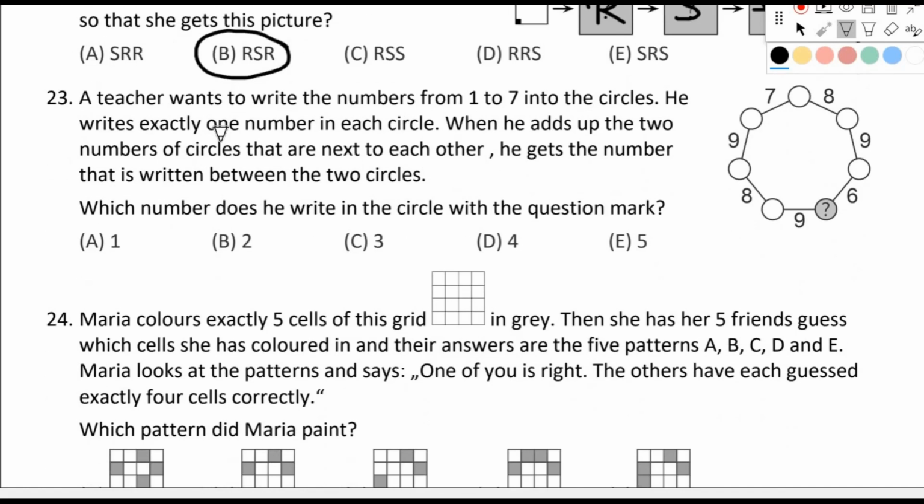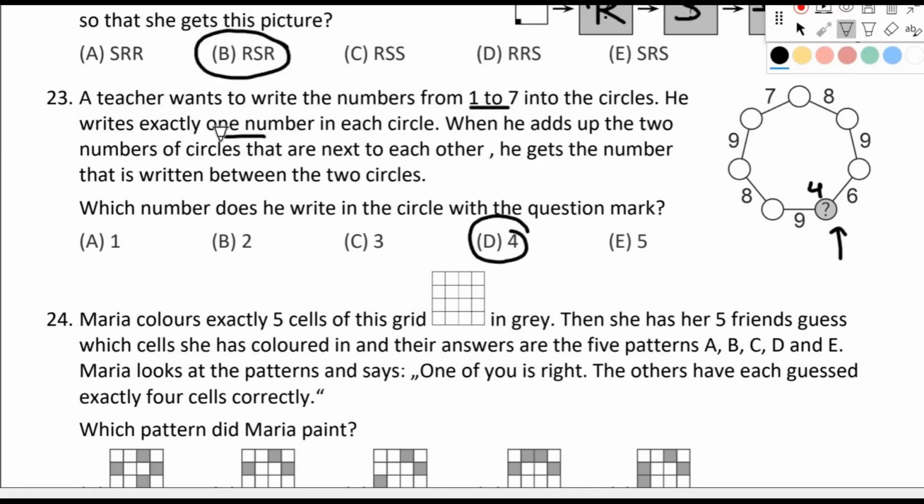Coming to 23rd question. The teacher wants to write the numbers 1 to 7 on the circles. He writes exactly one number in each circle. When he adds up two numbers of circles that are next to each other, he gets the number written between the two circles. Okay, so these are the numbers written. Which number does he write in the circle with the question mark? So we have to create a sequence of equations to identify which number this is. So when you see, you will get the number should be 4.